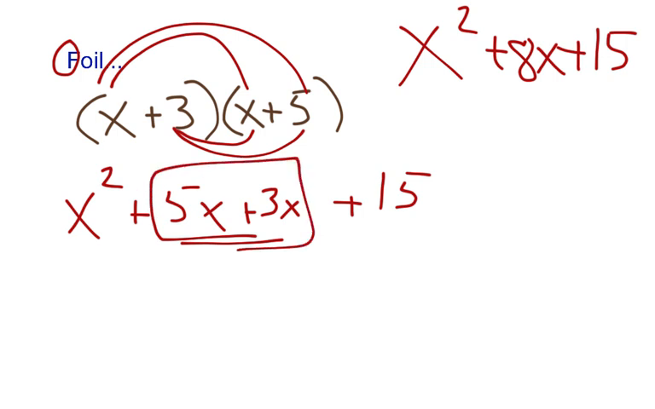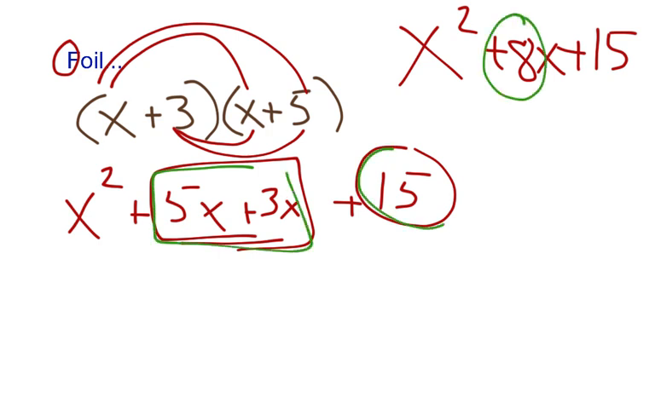5 and the 3 are added together, and the 5 and the 3 were multiplied. If I add 5 and 3, that makes 8. If I multiply 5 and 3, I get 15. It's because of the FOILing process. So 3 times 5 is 15, and 3 plus 5 is 8. This works for these simple ones when the leading coefficient is 1.